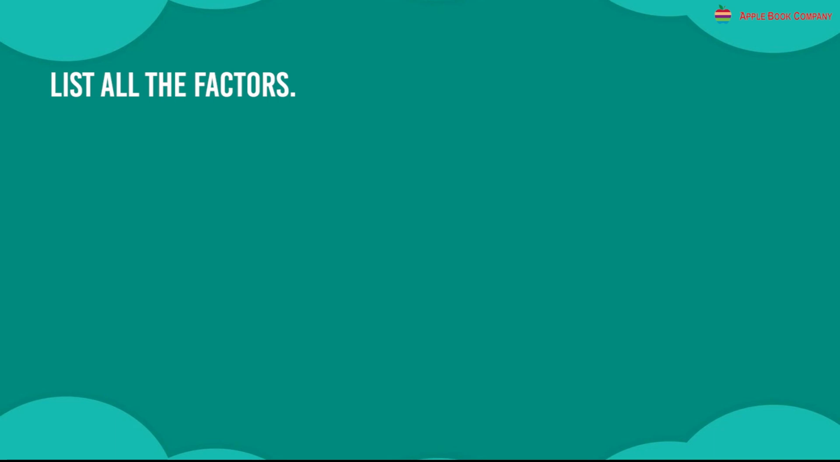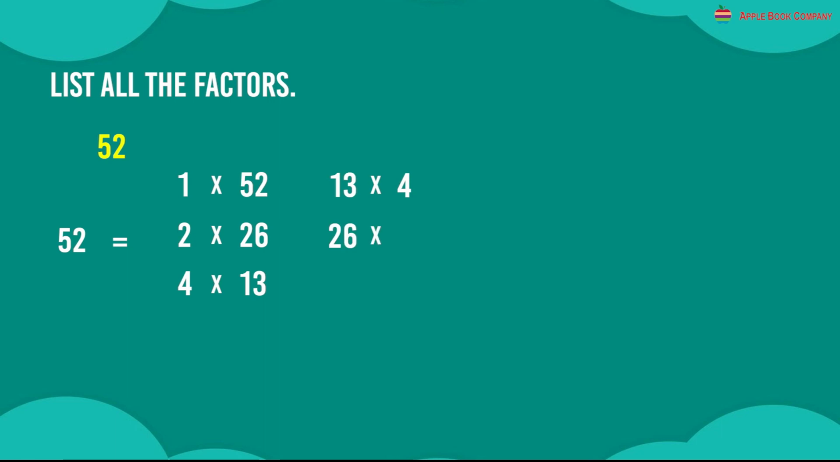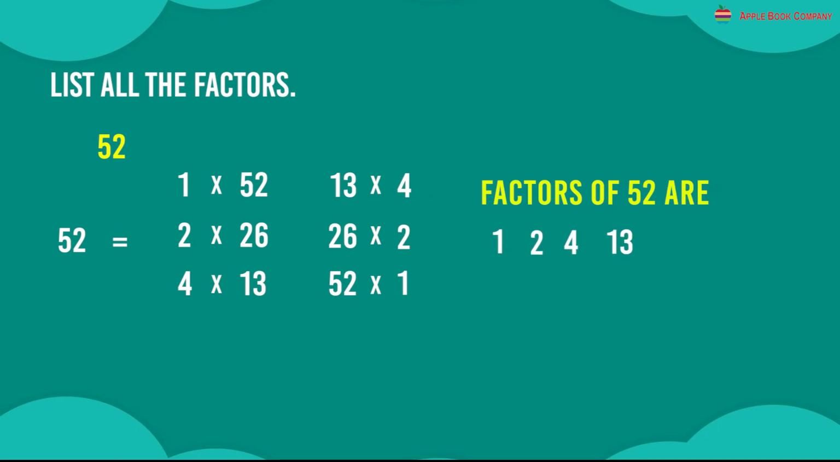First one is 52. 52 is 1 times 52, 2 times 26, 4 times 13, also 13 times 4, 26 times 2 and 52 times 1. Therefore, factors of 52 are 1, 2, 4, 13, 26 and 52.